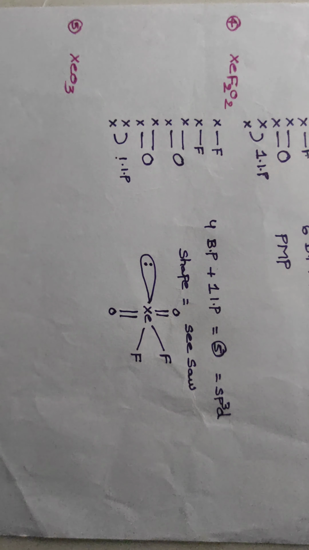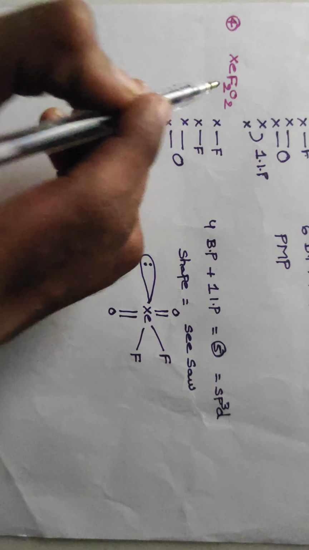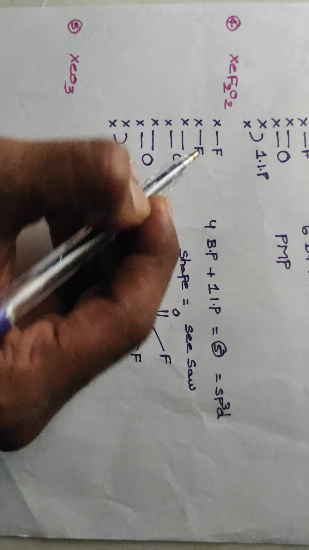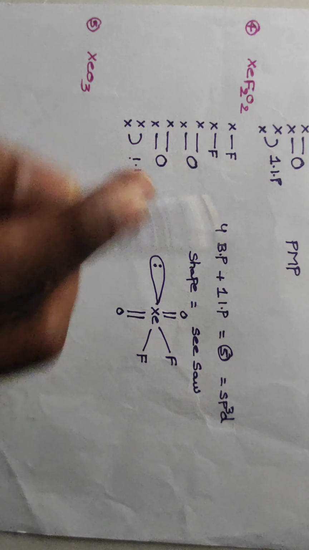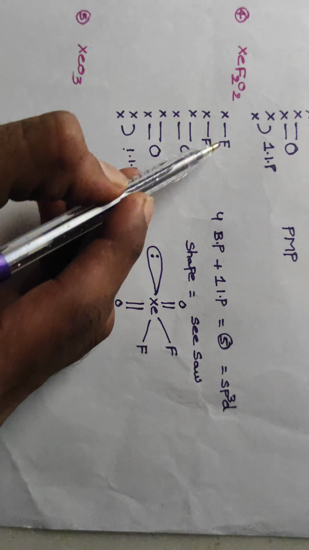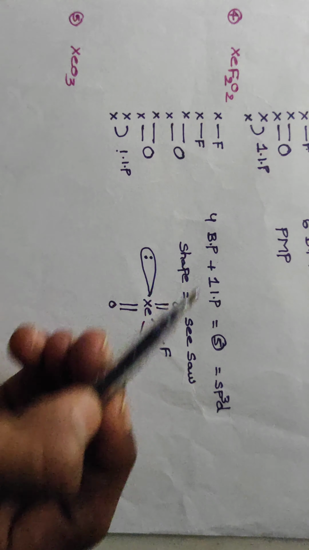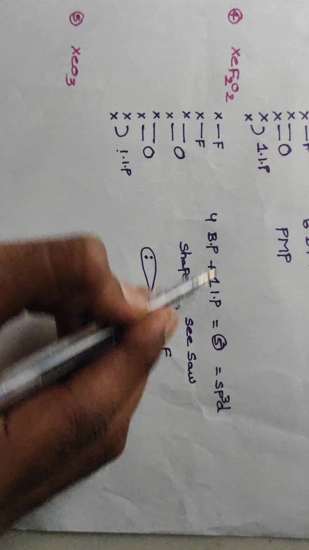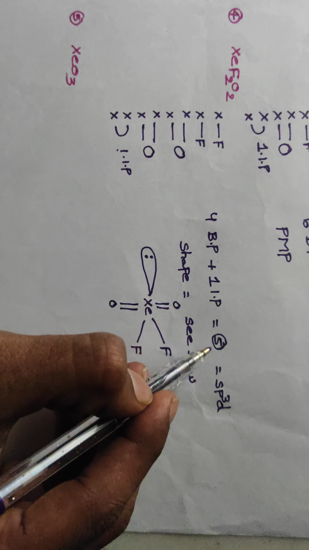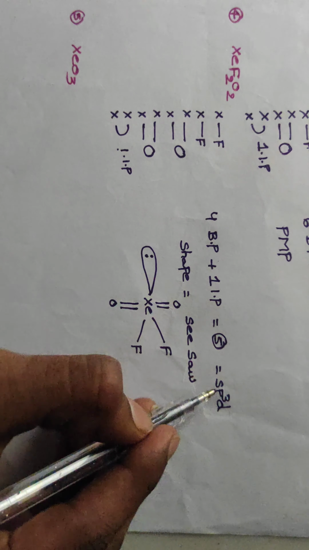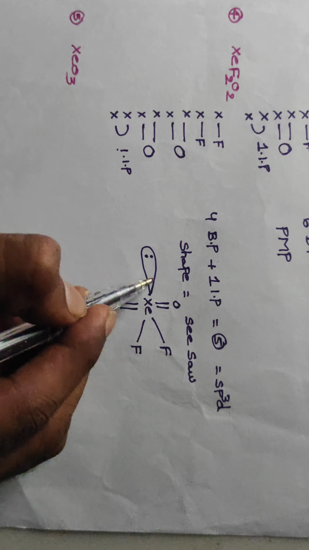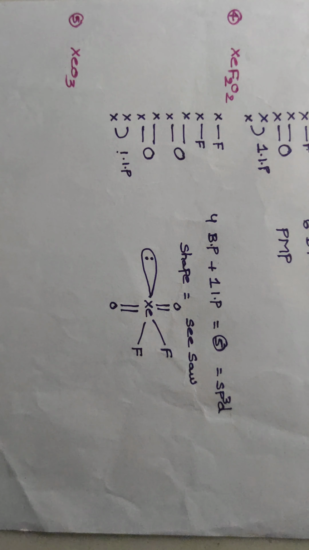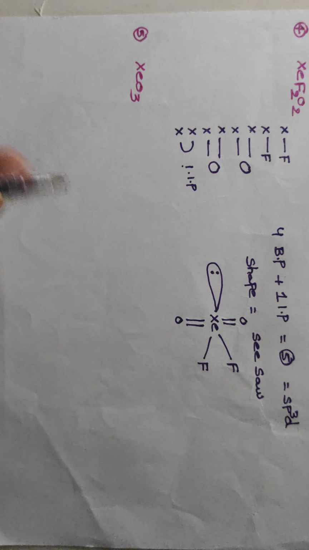Fluorine is a monovalent atom, oxygen is a bivalent atom. So xenon is bonded with 2 fluorine atoms and 2 oxygen atoms. The remaining 2 electrons act as 1 lone pair. So 4 bond pair electrons and 1 lone pair electron, 4 plus 1 is equal to 5. So the hybridization is sp3d, with 4 bond pairs and 1 lone pair. So the shape is seesaw.